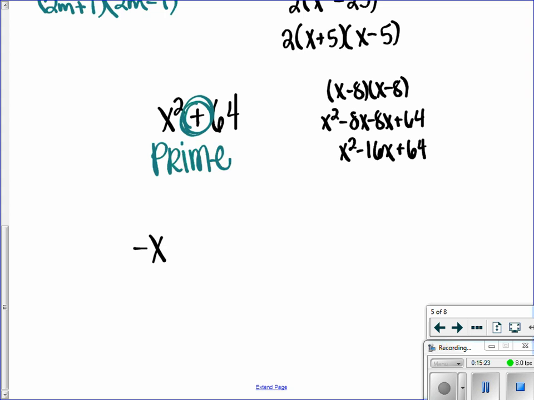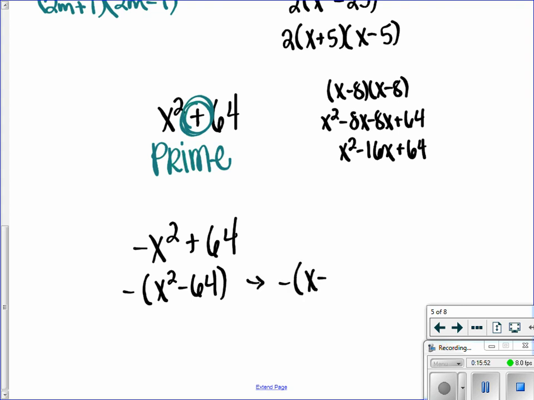What about this? Oh. A little bit different. How is this one now different? Because it's a negative x. Could this be a difference of squares? How? Divided by negative. So this one would work. You would just have a negative sign out in front.